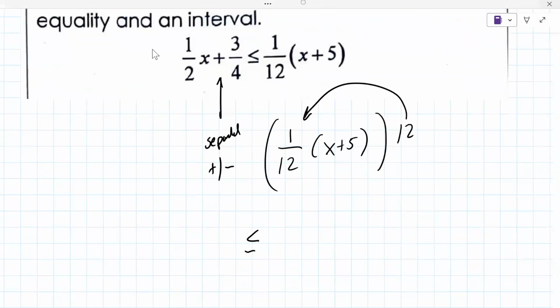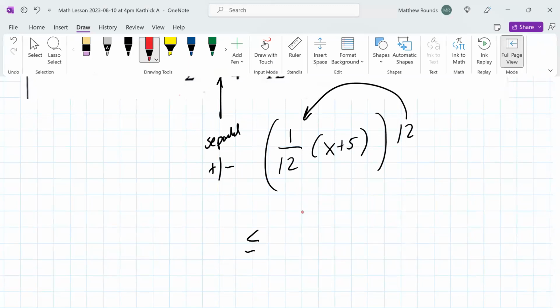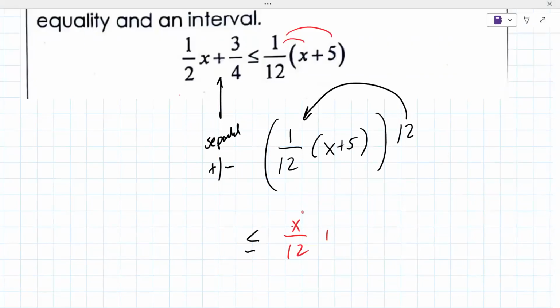Yeah, that's right. But if, for example, you distributed it in and you had x over 12 plus 5/12, and then you multiplied everything by 12, then you multiply them both by 12. It depends on how you view it. The more math you take, the more you get to choose how you view the problems. Got it.